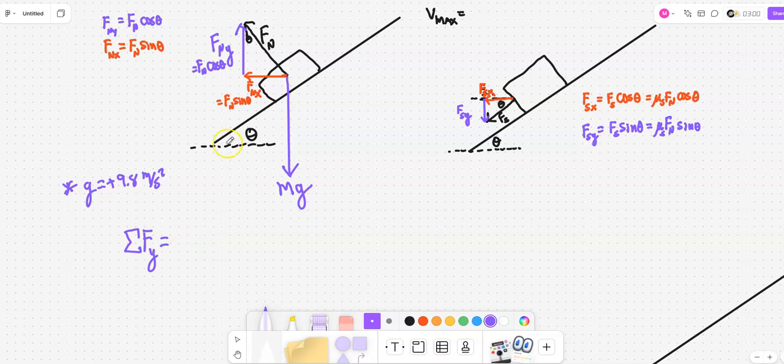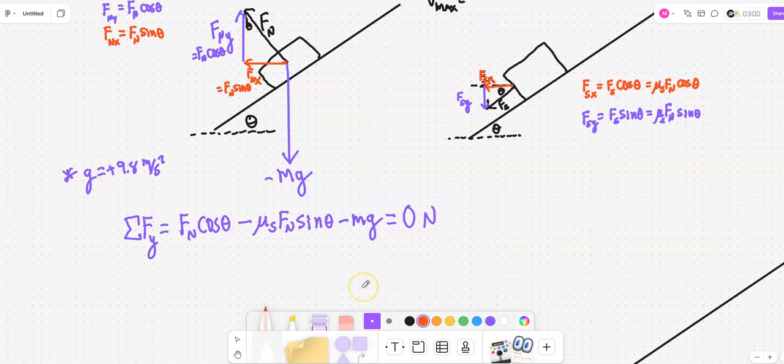We have going up right here, force normal cosine of theta, positive, minus, this is going to be going down, mu s force normal sine of theta, and minus, that's going to be negative, mg. This thing is not flying up into the air, nor is it hurling towards the center of the earth, so that should be equal to 0 newtons.